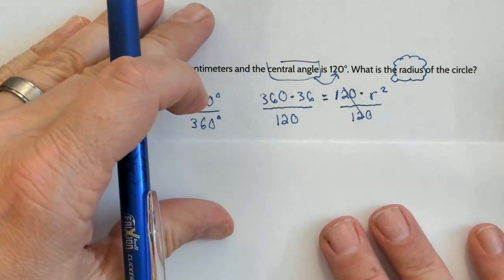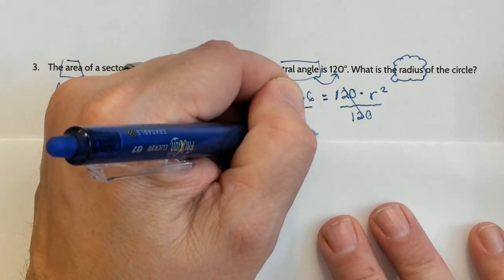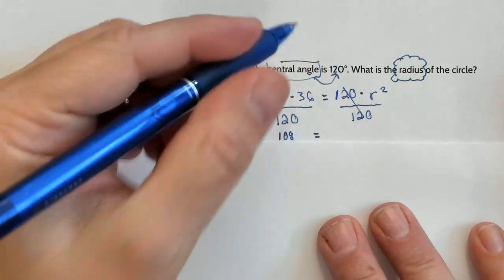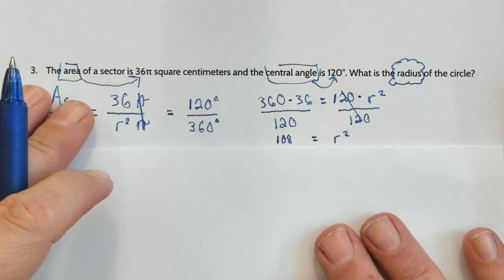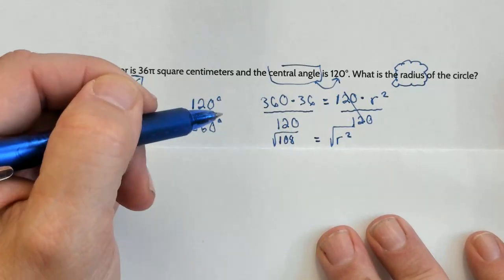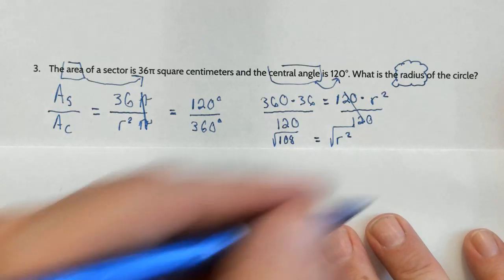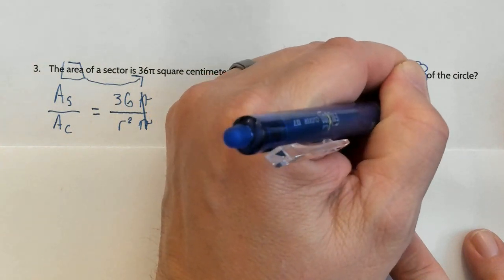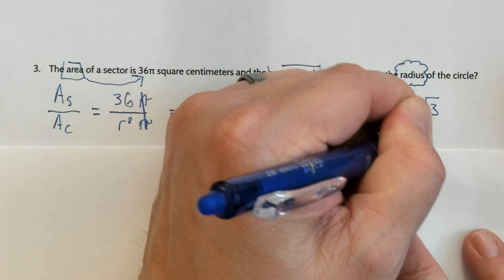So on this side, we'll end up with 108, and it will equal, the thing that's left over here, r squared. Now, we know how to undo a square. We can just go ahead and square root that. When we do our square root, we'll get the square root of 108, and the radius would equal 6 root 3. If you convert that into a decimal, it would be approximately 10.4 for our radius.